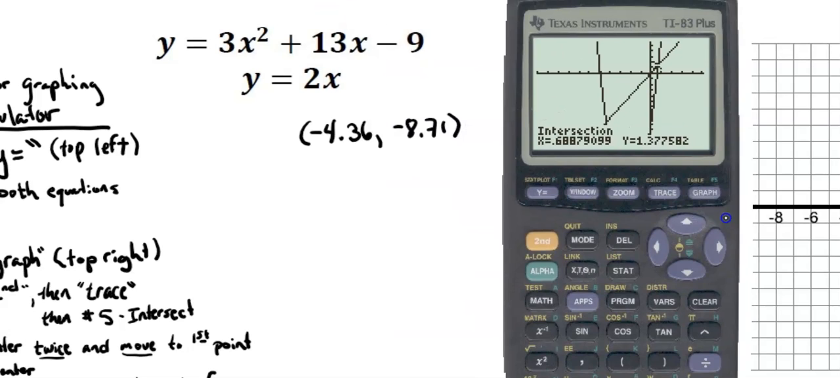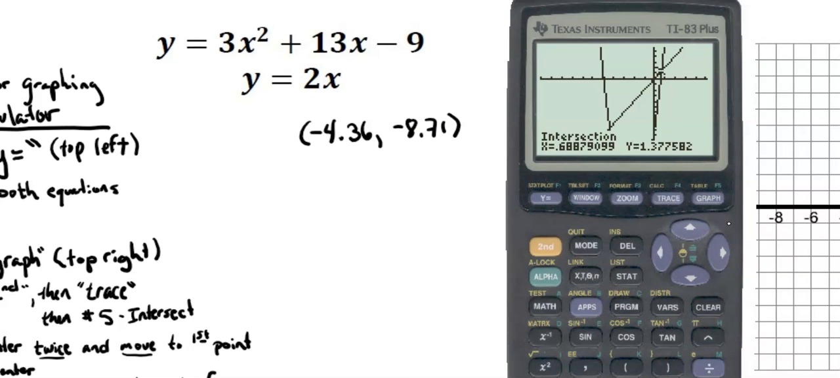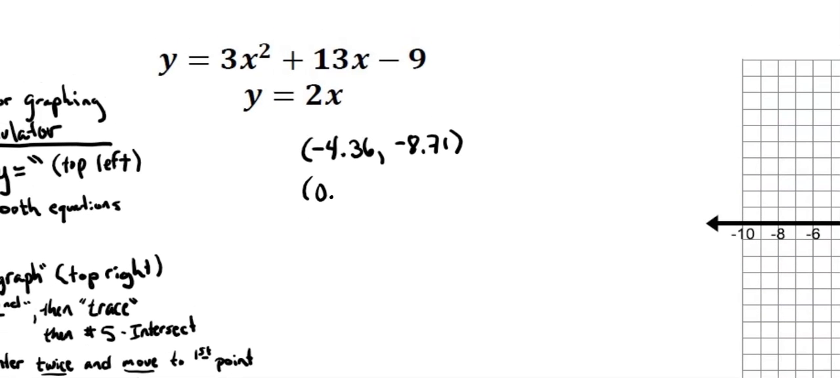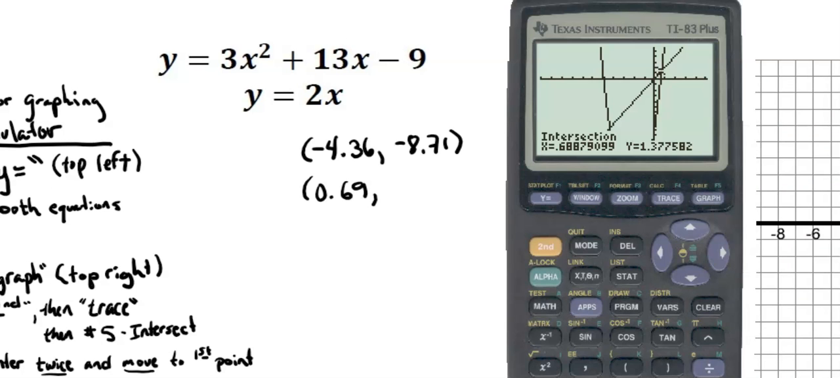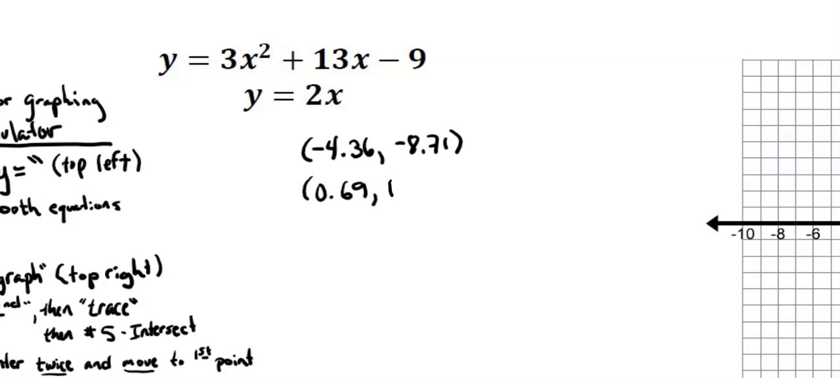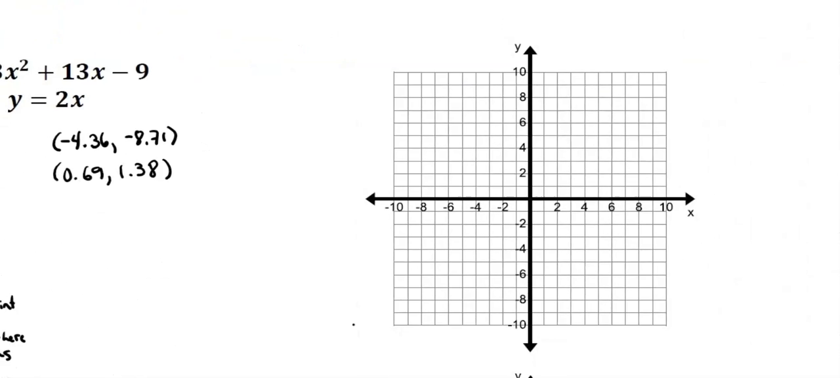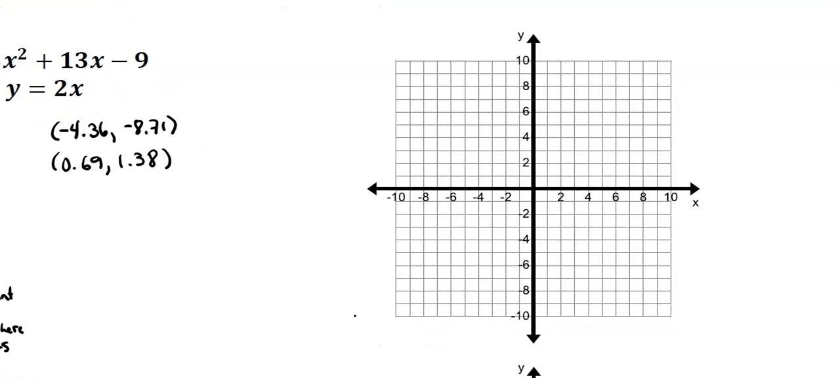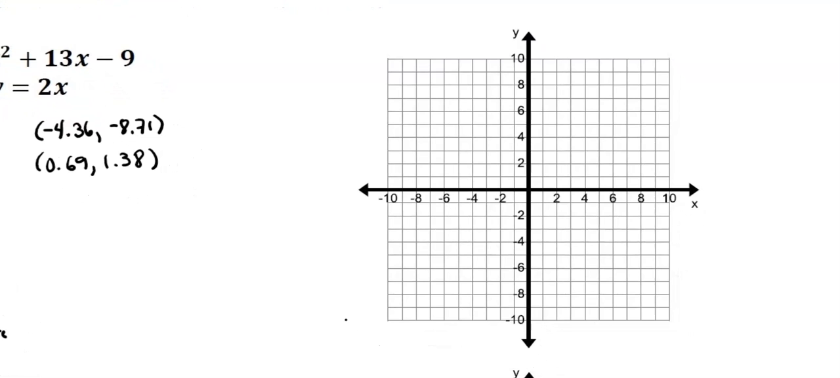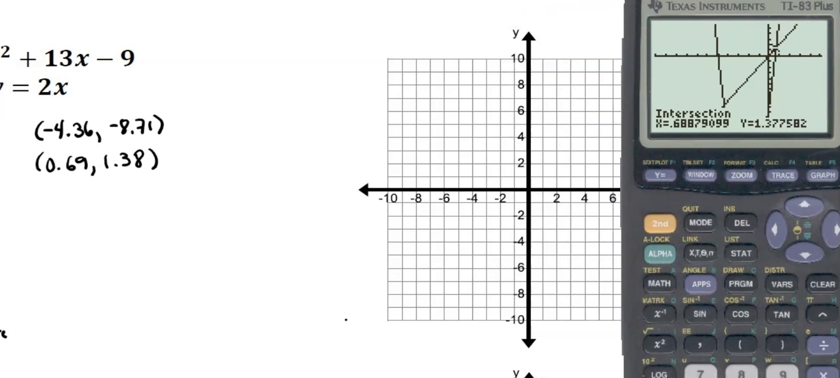And then it gives me the second point of intersection, which is at 0.68. We'll round that to 0.69. And then the y-coordinate is 1.38. We're also asked to sketch the curves, so we can just use the sketch of those curves.